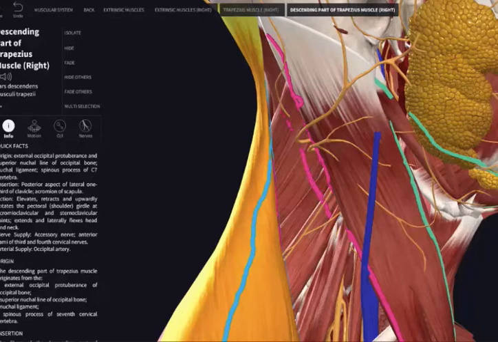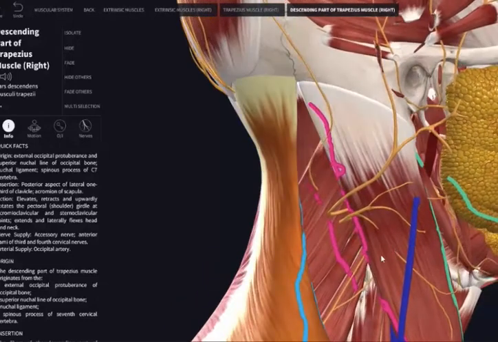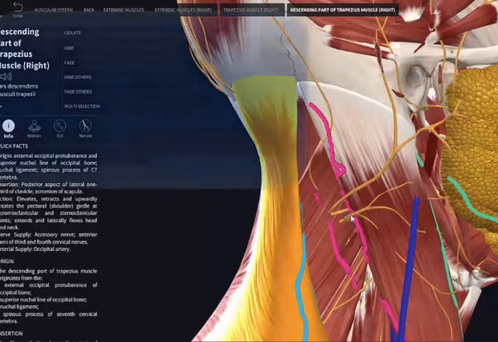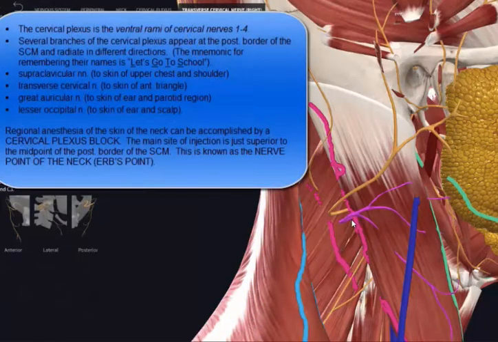Next in line, we actually have the cervical plexus. Okay, the cervical plexus is interesting. You can see some of it coming out from here. As I said earlier, it's also called the nerve point of the neck, or Erb's point. And the cervical plexus, you can see some of the nerves here, consists of the ventral rami of the cervical nerves 1 through 4. Several of these branches you can usually see in lab. They're a little bit harder to dissect out. They're often accidentally removed together with the skin, okay? But they appear posterior to the posterior border of the SCM, and if you are careful enough, you should be able to find some of these, okay?